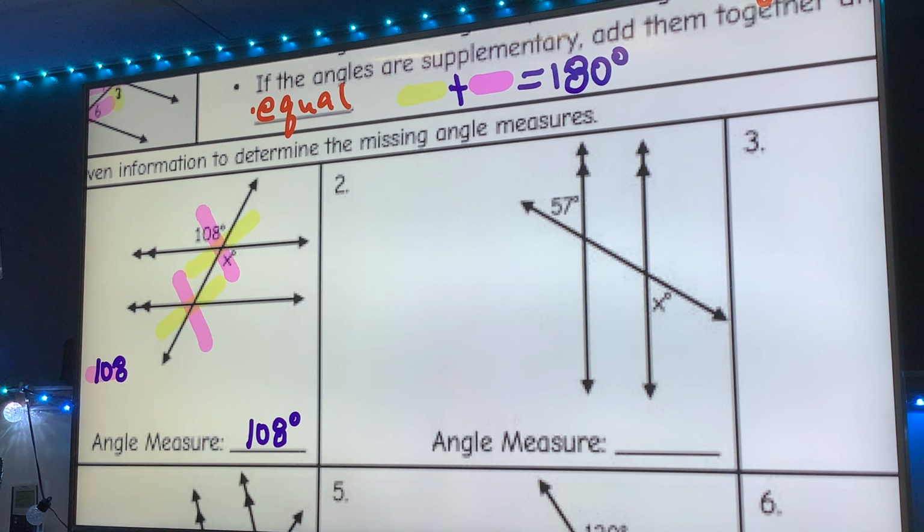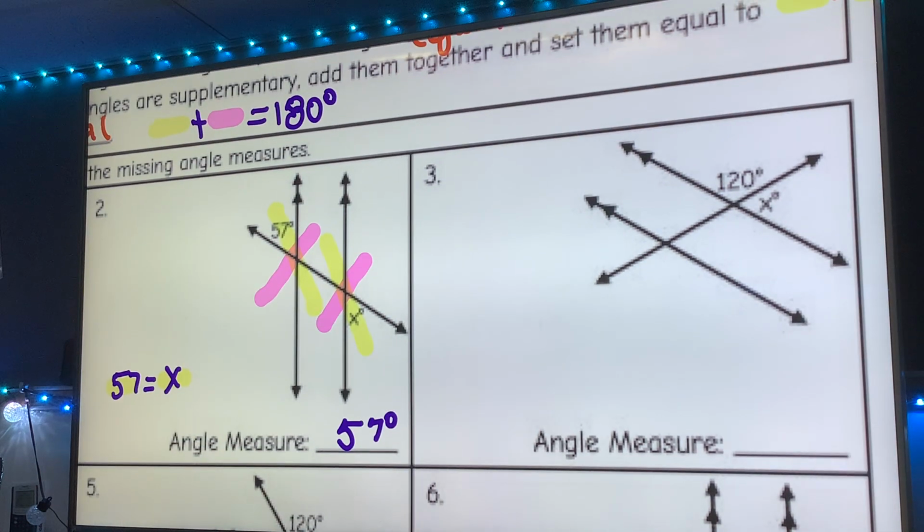We have our angles, and I'm going to go ahead and color code them even though I just hit both of the numbers. I see yellow and yellow, and I have a 57 and an x. Since they are the same color, they are equal, so I know x is 57 degrees.